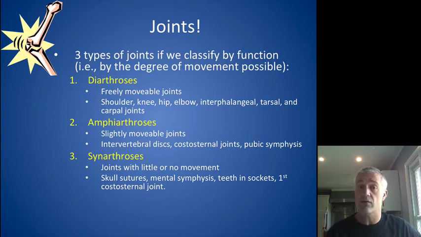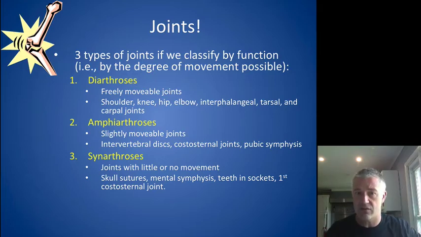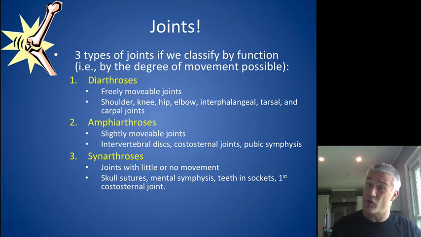Synarthrotic joints or synarthroses, these are joints with really no movement. It says little movement. Even your skull sutures have a little flex to them. But when you're really thinking about these within the body, think about things that don't really move. So skull sutures, your teeth in the sockets, those are what we're really meaning when we're talking about these synarthrotic joints. So it really is more so no movement than little movement.